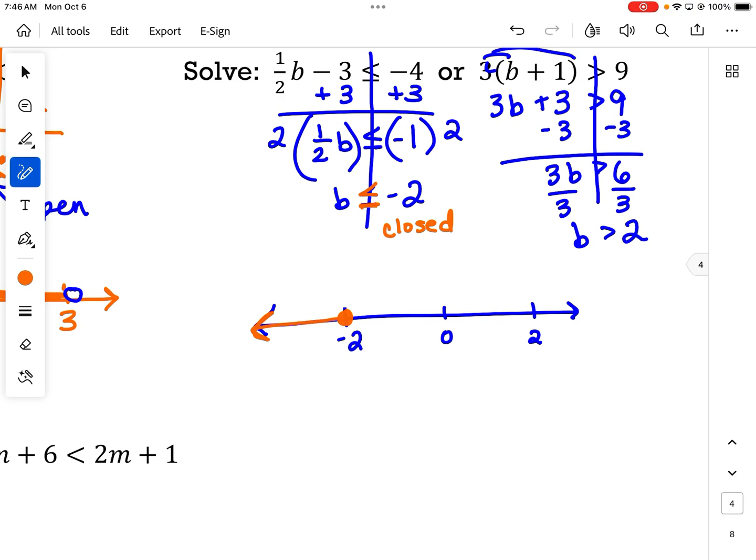Left hand, less than, remember that? I always use my left hand and look at it and be like, okay, that's left. I'm going to turn left to get to my friend's house. All right, b is greater than 2. So that's going to be an open circle. Greater, which direction? Right.